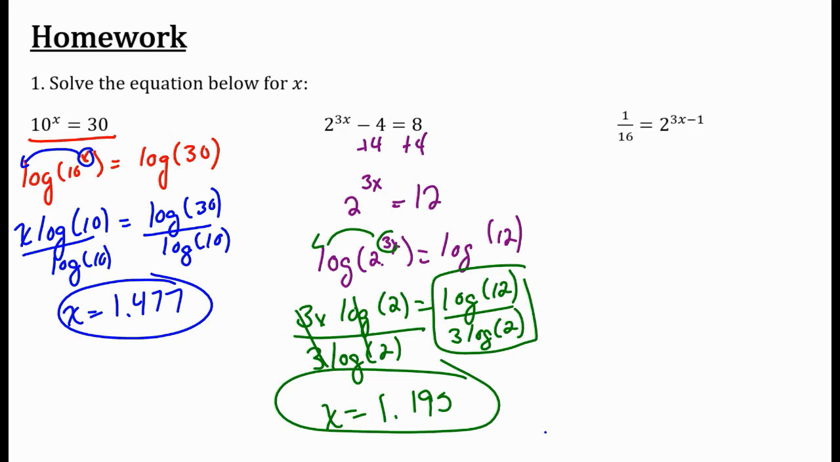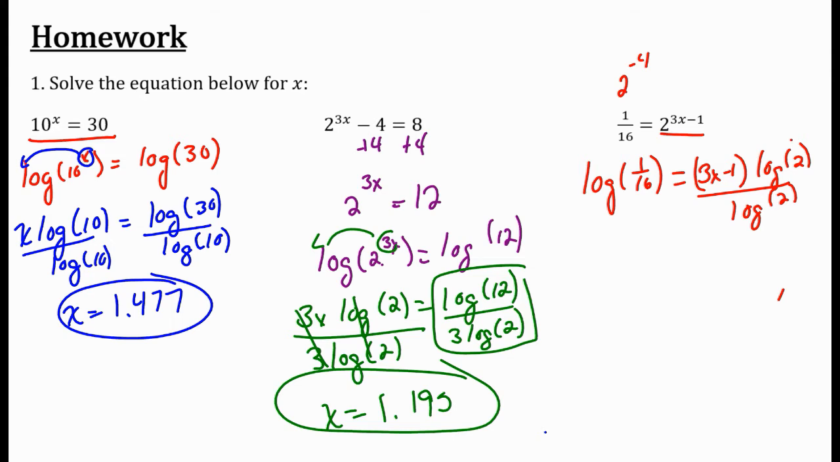And the last one, 1 over 16 equals 2 to the 3x minus 1. Well, maybe you didn't realize that you could do common bases here and make that 2 to the negative 4, and you solved it with logs. I'm going to solve it with logs just in case you didn't recognize that common base. It can be solved with common bases. So log both sides, because the exponential expression is all by itself. Log of 1/16 equals, well, the 3x minus 1 comes down front, log 2.